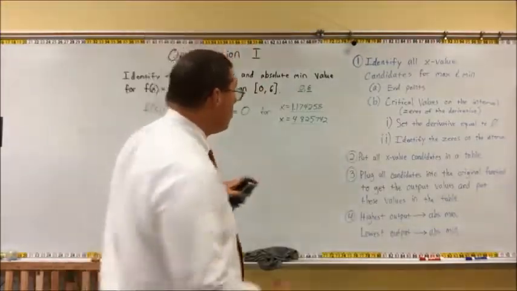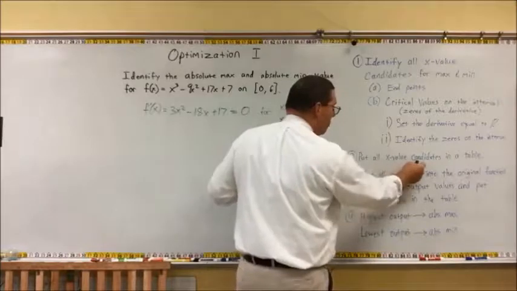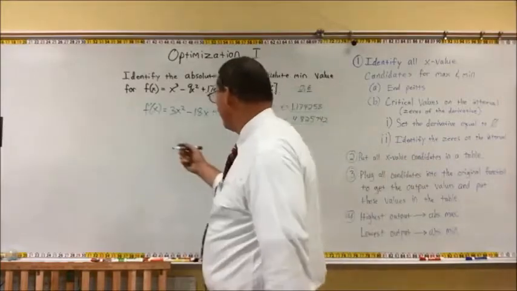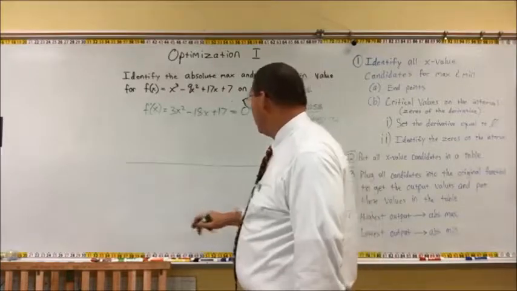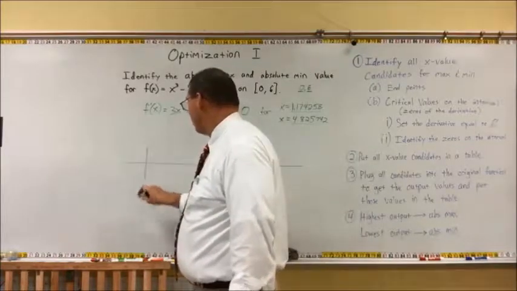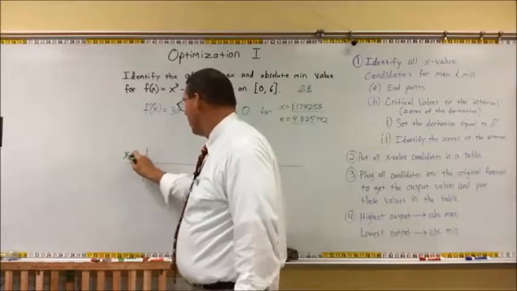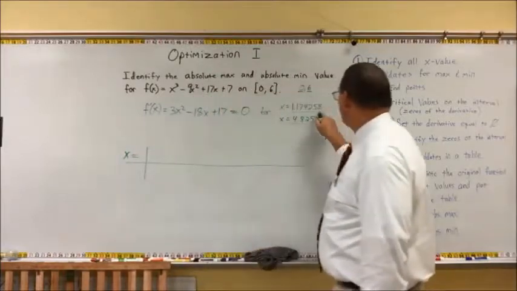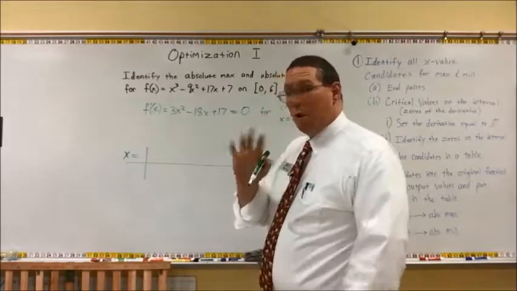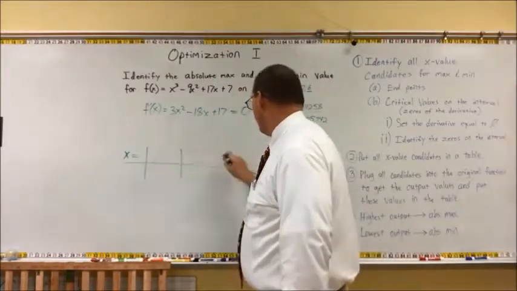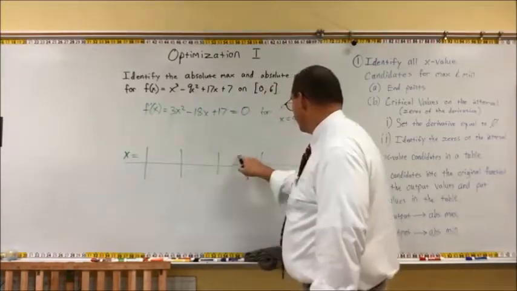Now, step 2 says put all x value candidates in a table. Here's what I mean by that. I like using a horizontal table. So I'll draw a horizontal line, and then I'll draw kind of a vertical line here, and I'll say x is equal to. And then I have 1, 2, 3, 4 candidates. So I want to split this up into four regions. There's 1, there's 2, there's 3, and there's 4.